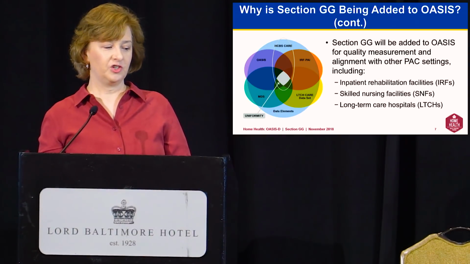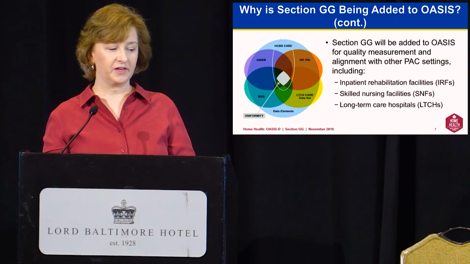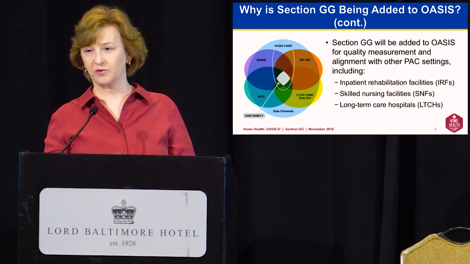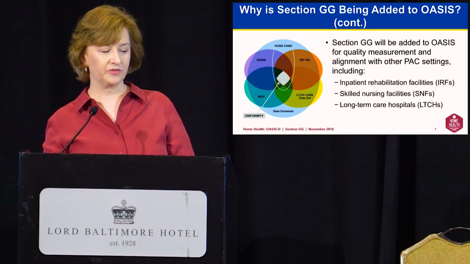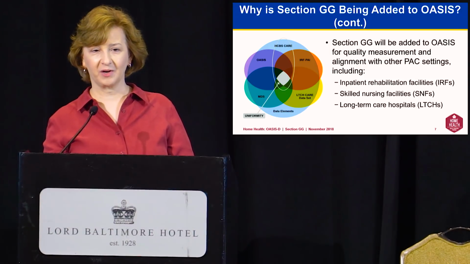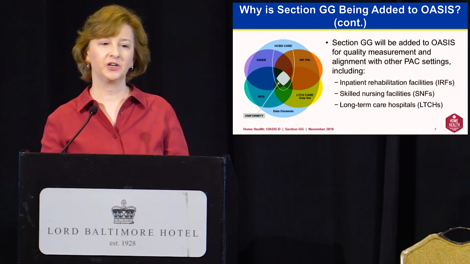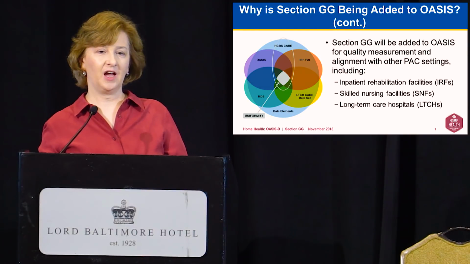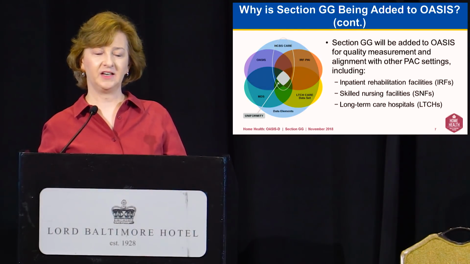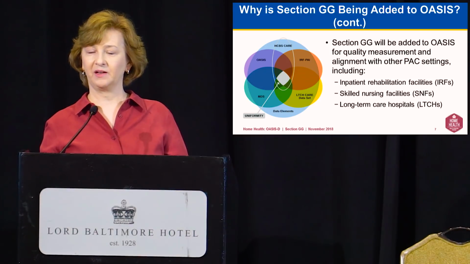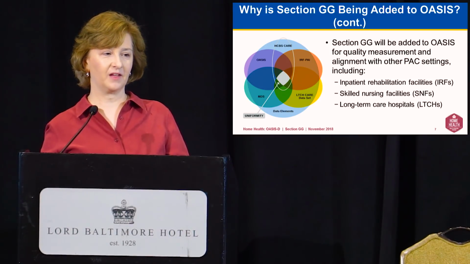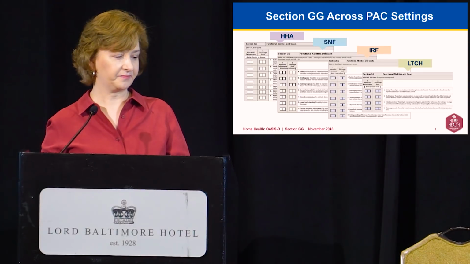So Section GG will be added to the OASIS for quality measurement and alignment with other post-acute care settings, including inpatient rehab facilities, skilled nursing facilities, and long-term care hospitals. As Bridget mentioned earlier, the Section GG items were added to the data sets in these 3 settings back in 2016, and so there's been a lot of experience with these items from those settings.